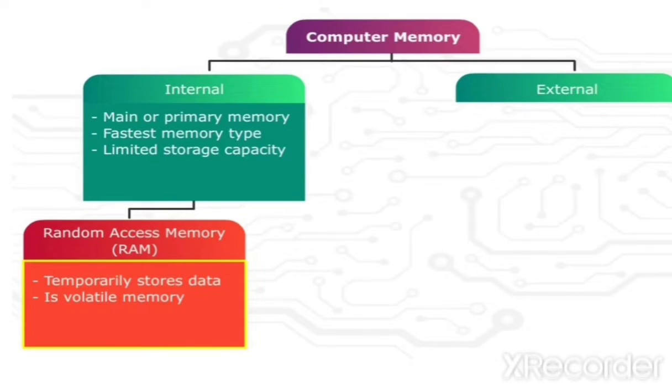Internal memory is of two types. Random access memory, RAM. It stores data temporarily. It is a volatile memory, which means whenever the computer is switched off, your data will be deleted from RAM.